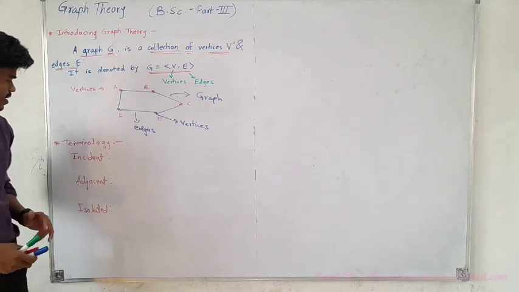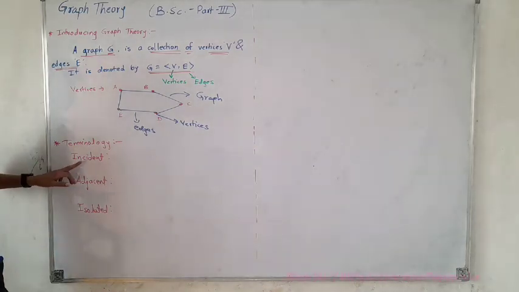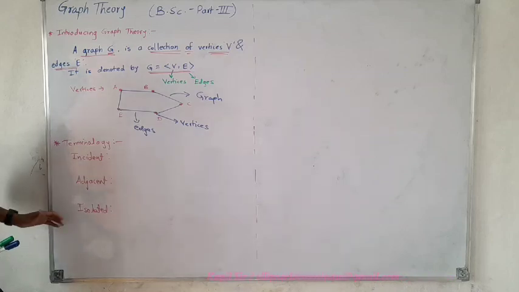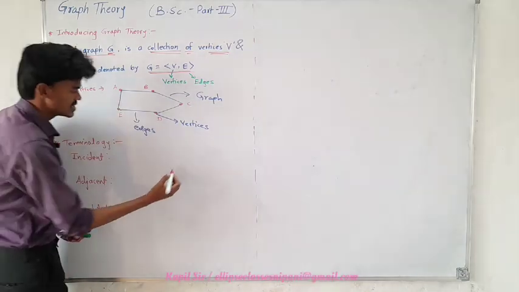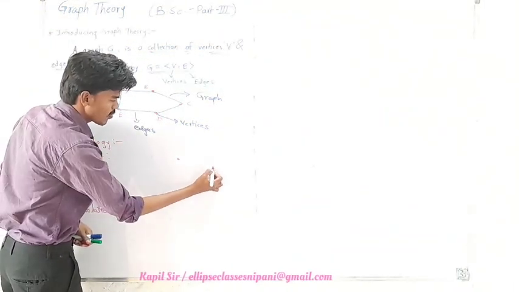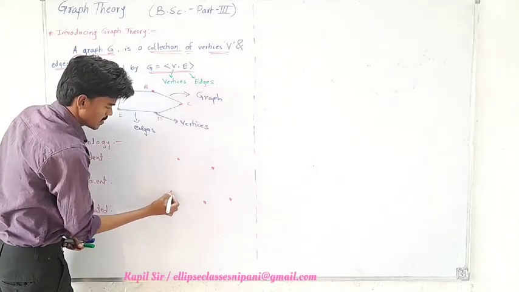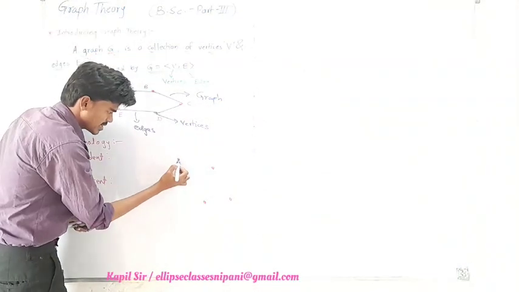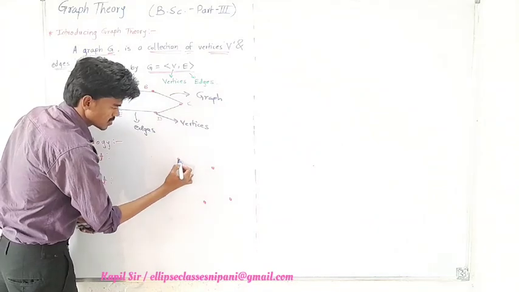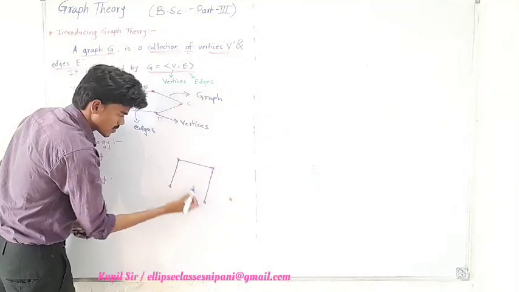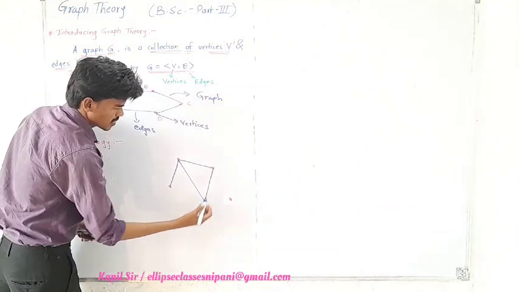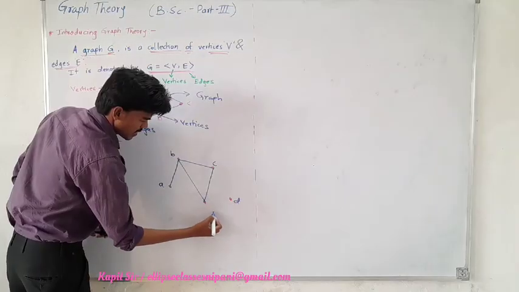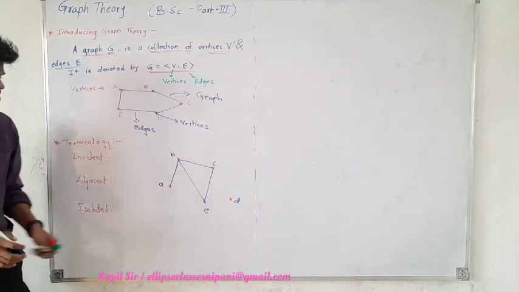Now we will see the terminology. In this case, we will discuss incident, adjacent and isolated. For these three things we need to define one more graph like this. Here is one graph, with vertices like this, and I will join them like this, and this one is independent. I will give the names A, D and E. So this is one of my graphs.